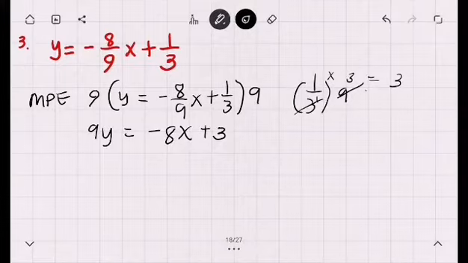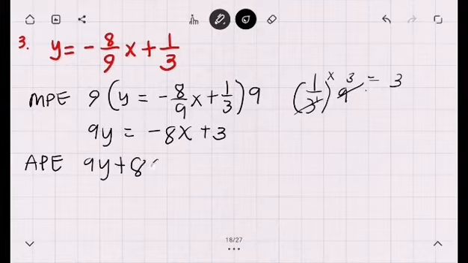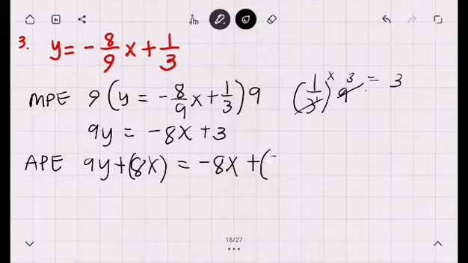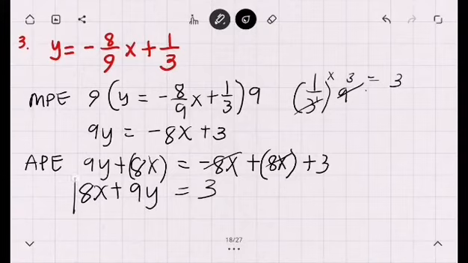Okay, so this time let's apply the addition property of equality. So we can now add itong opposite ng negative 8x sa both sides ng ating equation. So we have 9y plus 8x, positive 8x, equals negative 8x plus positive 8x plus 3. So yung right side, pag sinimplify natin, ang matitira sa right side is 3. So we can now rewrite this part as 8x plus 9y. Okay. So ito na yung ating standard form ng linear equation.